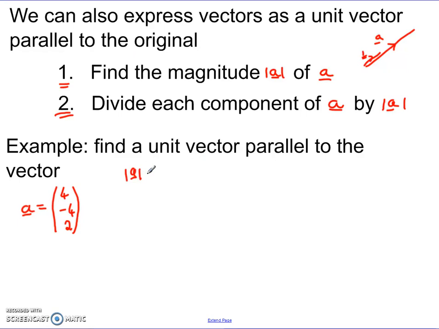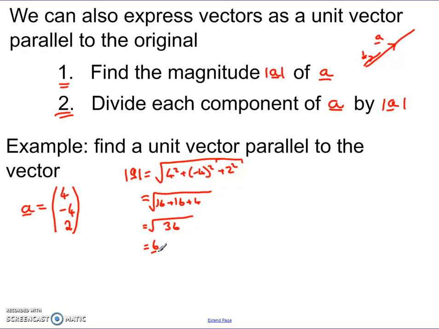So we start by doing the magnitude of A equals and then follow our set steps for that. So 4 squared plus -4 squared plus 2 squared. So that's then given by the square root of 16 plus 16 plus 4, which is the square root of 16 plus 16 is 32. 32 plus 4 is 36. Square root of 36 is just 6. So the magnitude of my vector is equal to 6.